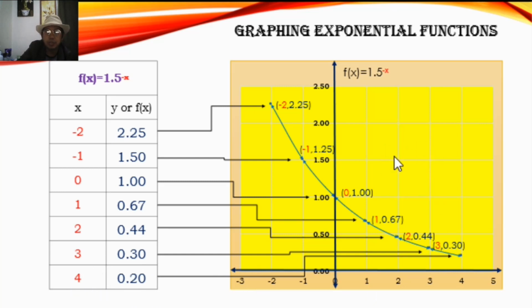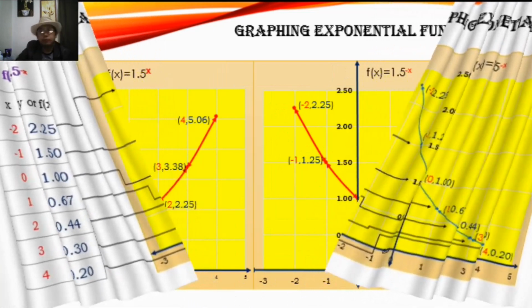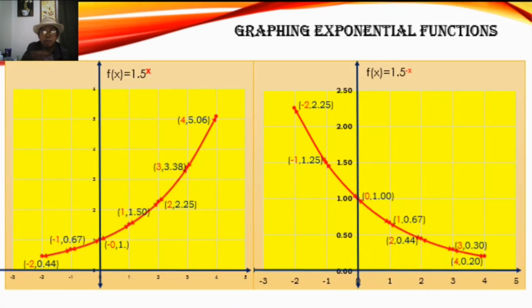So you will notice it is actually the opposite of the graph of f of x is equal to 1.5 raised to positive x. Let's see the comparison of the graphs. Here is the comparison. This is the graph of f of x equal to 1.5 raised to positive x, and this is the graph of the function f of x equal to 1.5 raised to negative x. You will notice that they are opposite.